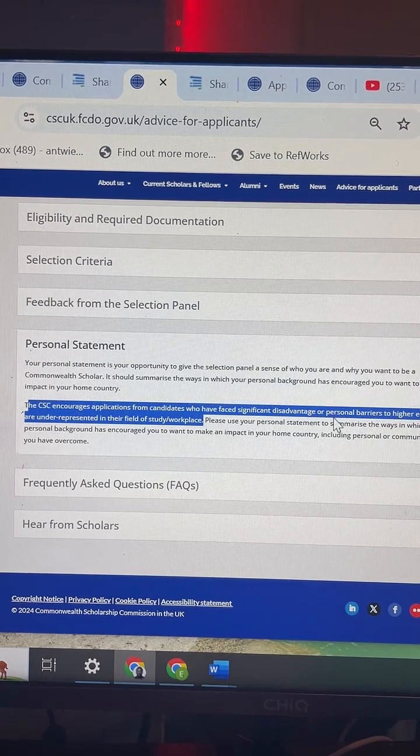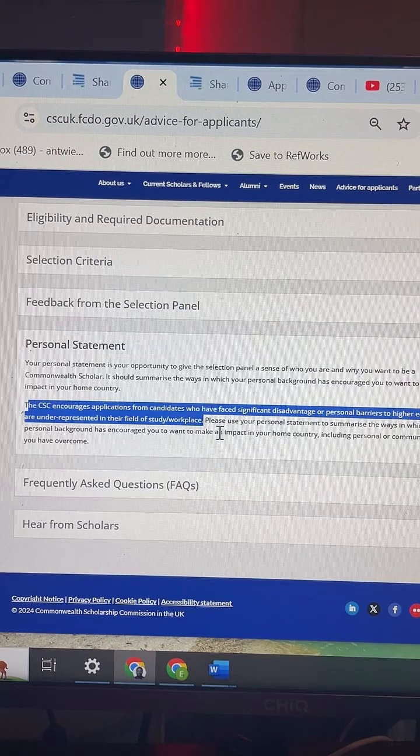It says that the Commonwealth Shared Scholarship encourages applicants from candidates who have faced significant disadvantages or personal barriers to higher education. That's the more reason why the scholarship exists. It's for you to discuss and mention that you're going through difficult times, and without the scholarship, you will not be able to have the opportunity to study outside of your home country.